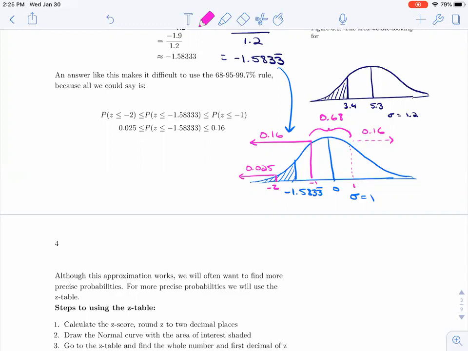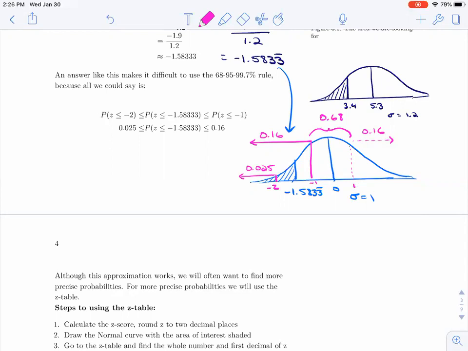So it makes sense, right? I think we're all convinced that, yeah, this area is somewhere between this area and this area, right? But it's a little bit unsatisfying to be able to report back, well, the probability is somewhere between 0.025 and 0.16. That's not that great, right? I'd probably say, can you give me a more accurate number? That is accurate, just not very good, right?